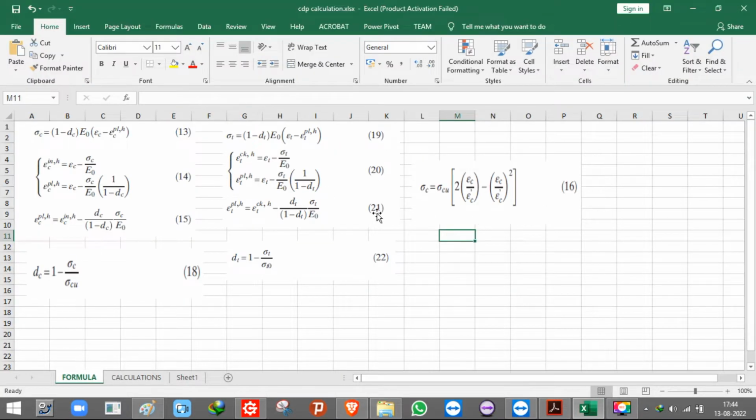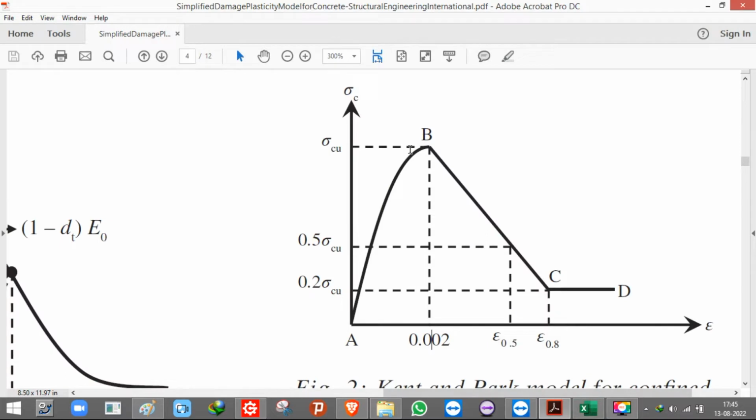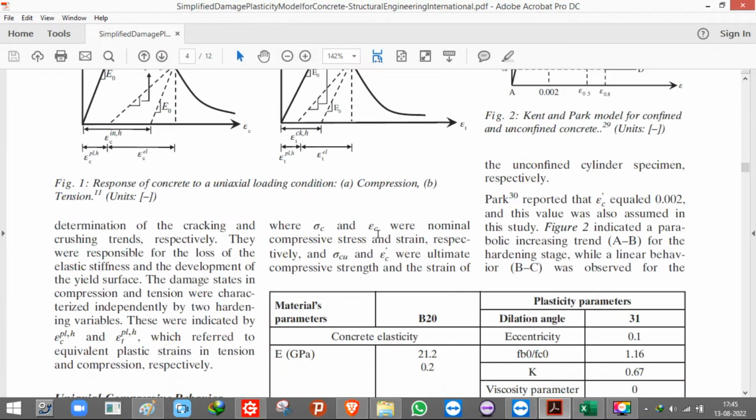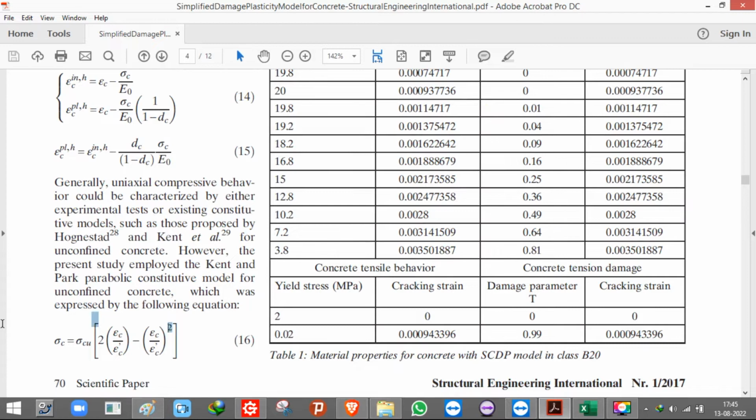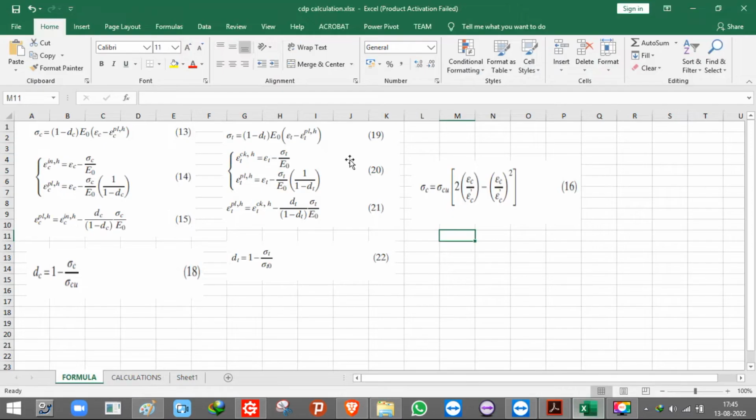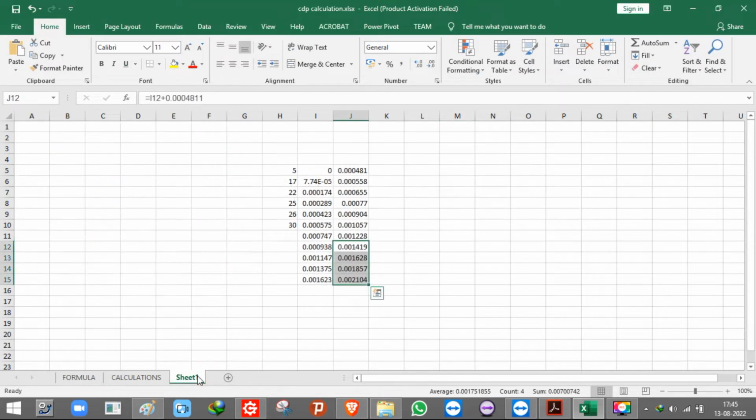So these are the formulas that we have. If you see this curve, there are two types of behavior. Up to 0.002 the curve is parabolic, and after that it has some other behavior. So this behavior is defined using this equation. We have written this equation over here in this Excel file, and we'll use that accordingly.